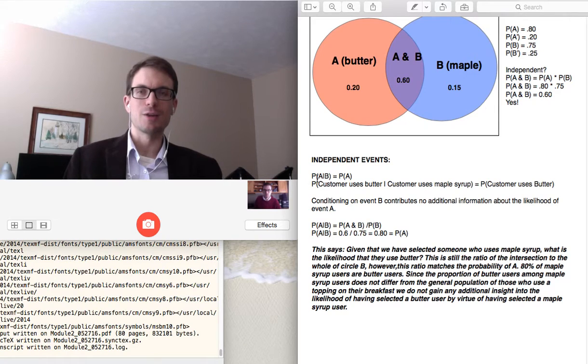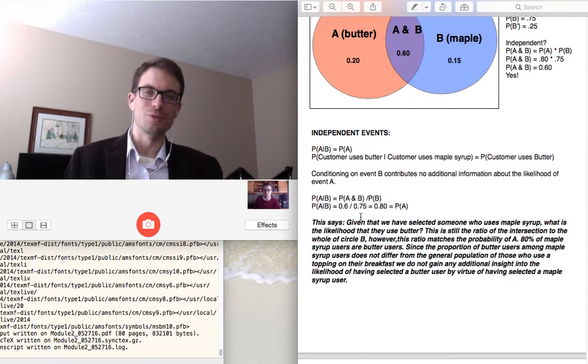So mathematically, if we have independent events, the probability of event A given event B has occurred is just the probability of event A. No additional information about the likelihood of event A has been gained by virtue of observing B. So this would say the probability that a customer uses butter, conditional on being a maple syrup user, is the same as the probability that a customer uses butter. Right, so let's do this with numbers. The probability of event A conditional on B is 0.6 divided by 0.75. That's just 0.8. That's the probability of event A.